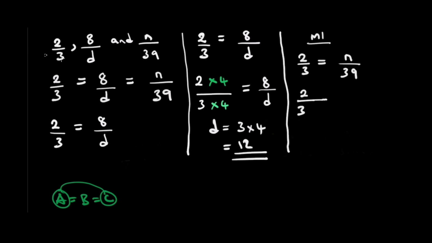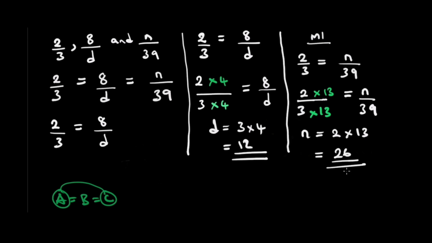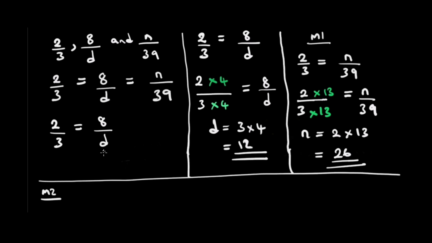Saka panapa it's 2 over 3. Tikazvitarisisa tichaona kuti 3 amultiplyiwa na 13, because 3 times 13 ndi 39. 3 times 3 ndi 9, 3 times 1 ndi 3. Kureva kuti 2 anofanira kumultiplyiwa nani na 13 kuti ave equal to n. So this is equal to n over 39. Kureva kuti n should be equal to 2 times 13, which is 26. Saka ndiyo answer yatiri kuwana. And this is our method number 1.